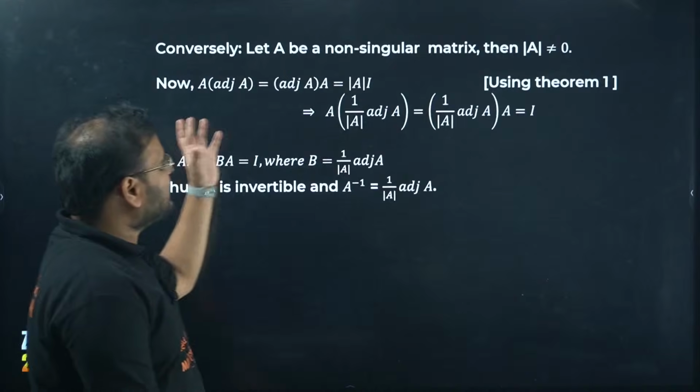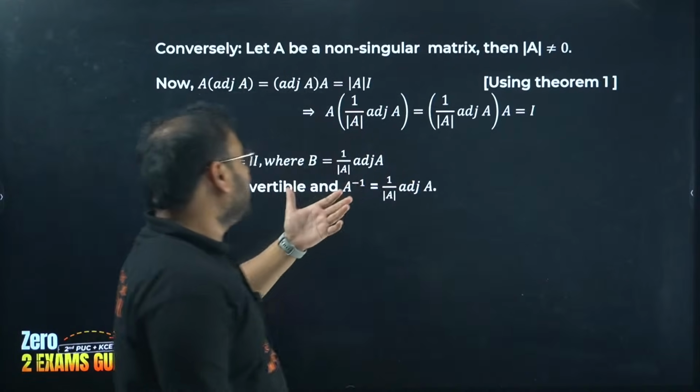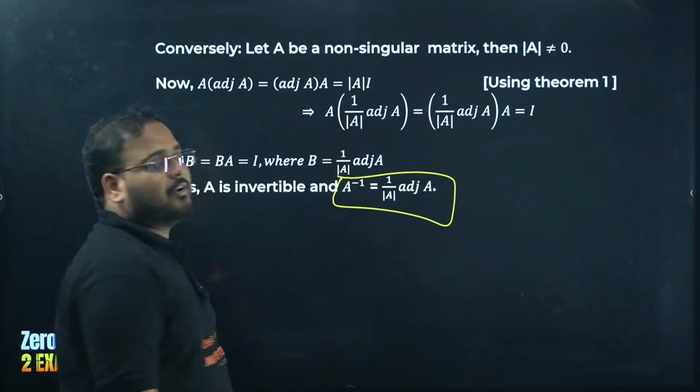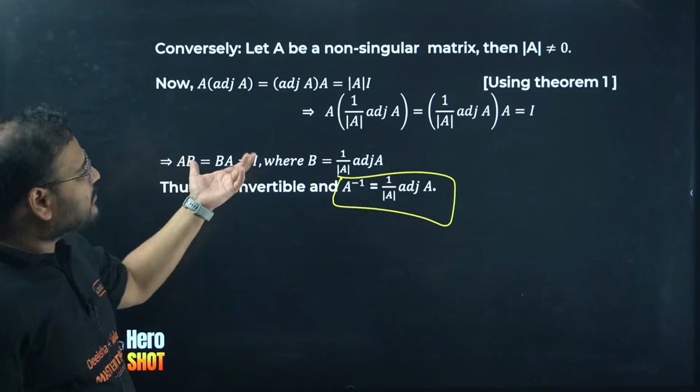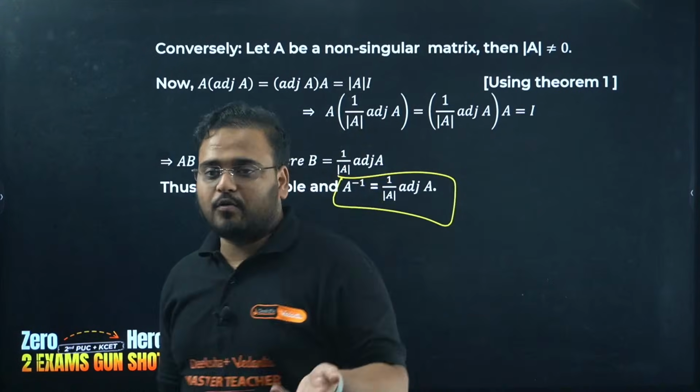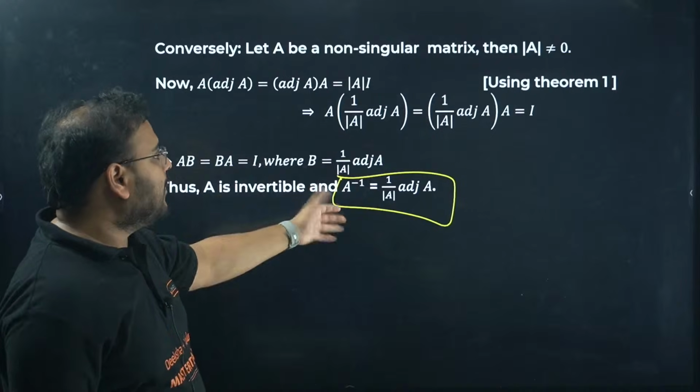So these are the theorems. Basically, you get to the result of finding the inverse of A equals 1 by determinant of A times adjoint of A. Proof: if you look at the papers of the last 5 years, they have not asked the proof of how you get the inverse formula, but it is there.